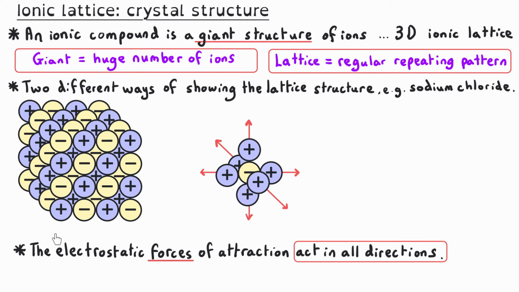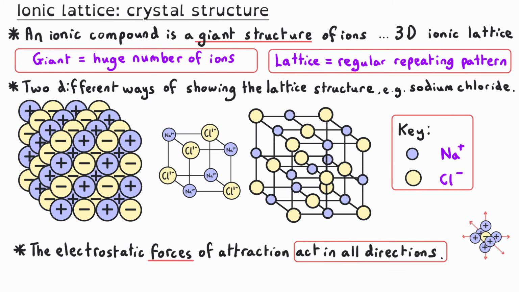I'm just showing a small sample of a 3-dimensional lattice. Sodium chloride, which is the only lattice that you need to be able to identify and recognise, would have billions and billions of ions in it. I'm just showing a small snapshot of that lattice structure.